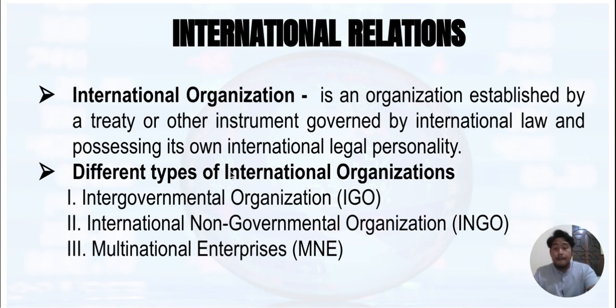Now, further down the line, we have several types of international organizations. We have the Intergovernmental Organization, or the IGOs. We also have the International Non-Governmental Organizations, or the INGOs. And third, we have the multinational enterprises, MNEs, or you can actually call them multinational corporations. And we'll be discussing each of them.